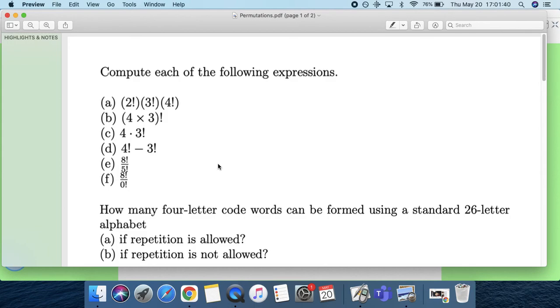Do the permutation on the calculator, on the yellow calculator. If you're watching the video, let's say 4 factorial. Hang on a second.